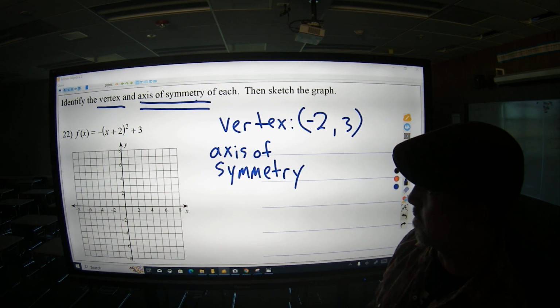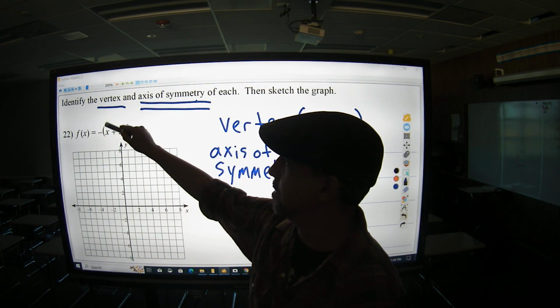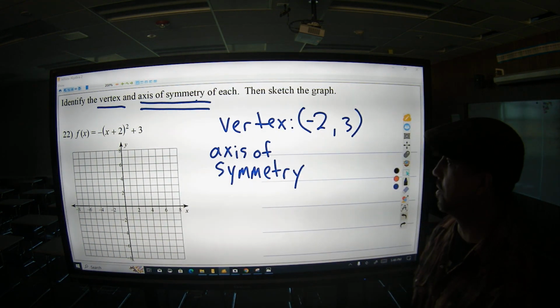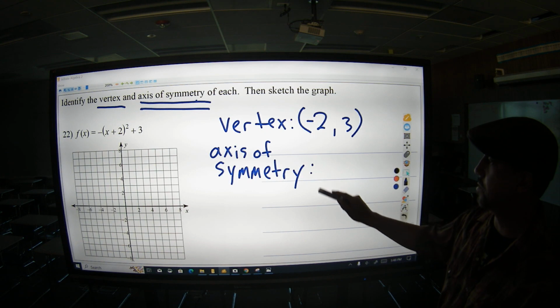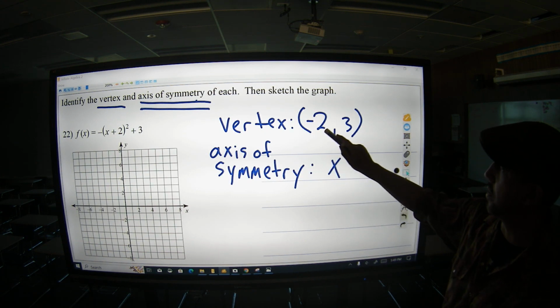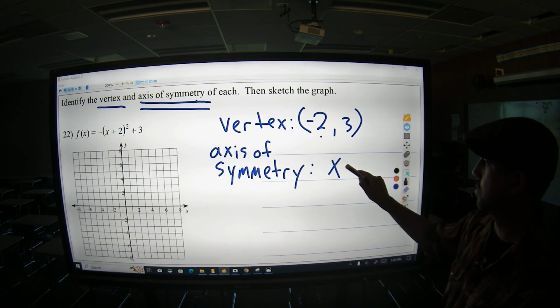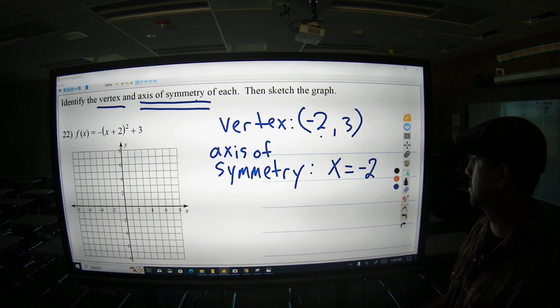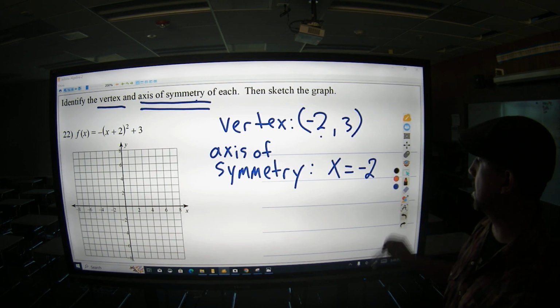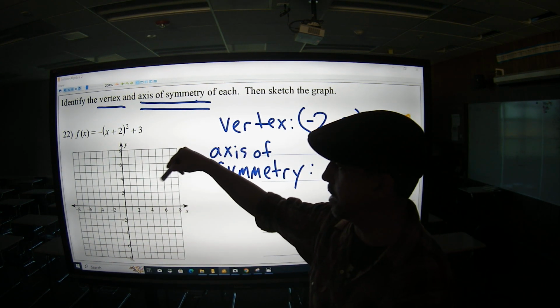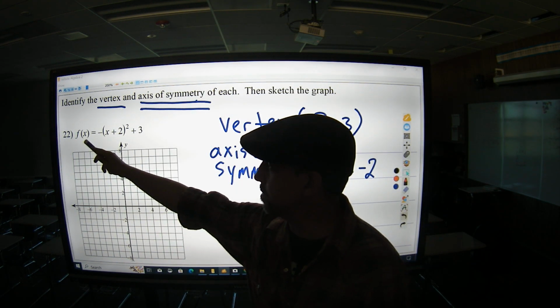So since our parabolas are going up and down right now, we know that in this case, our axis of symmetry is going to be the x coordinate of the vertex. So we'll have x equals -2. Okay, and this is always going to be the case as long as our parabolas are going up and down, as long as we're doing our function of x.